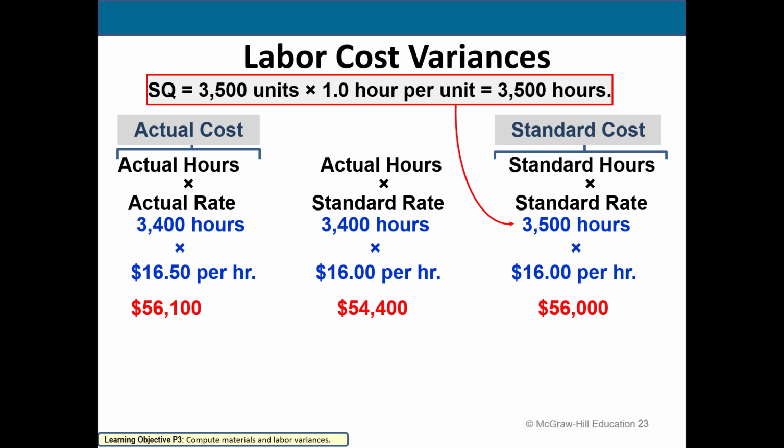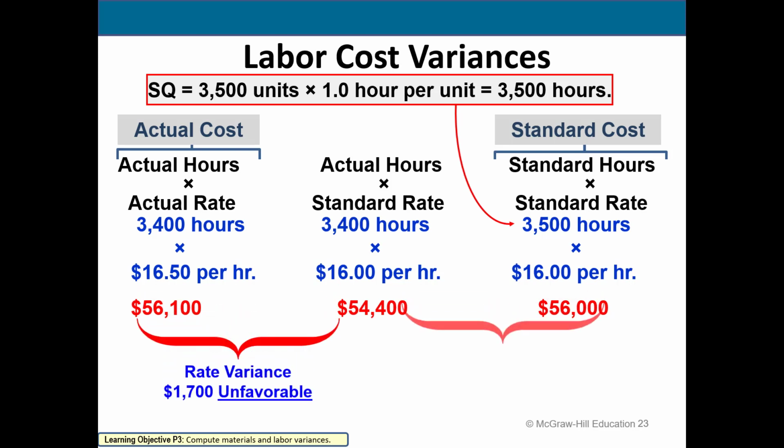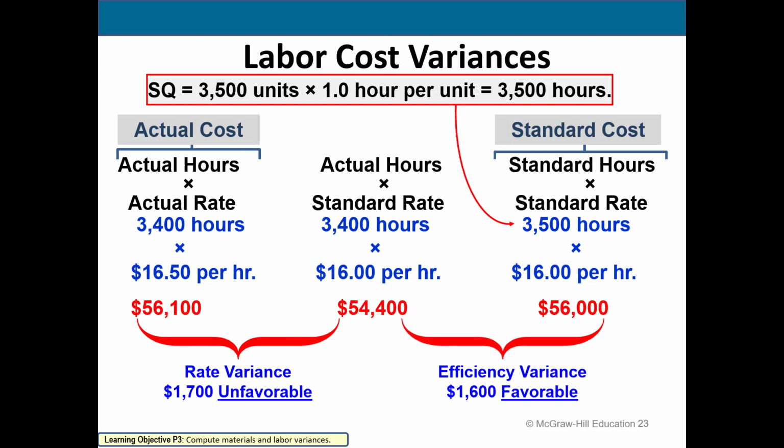So here we're computing the rate and efficiency variance. The rate variance is unfavorable because the standard was $16 and they actually paid $16.50. And then the efficiency variance is favorable because they should have worked 3,500 hours, but they were able to complete 3,500 units in only 3,400 hours. So now we have an unfavorable rate variance and a favorable efficiency variance.